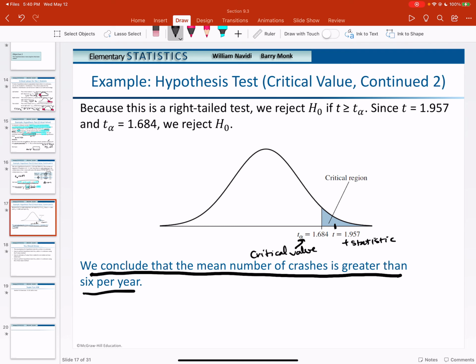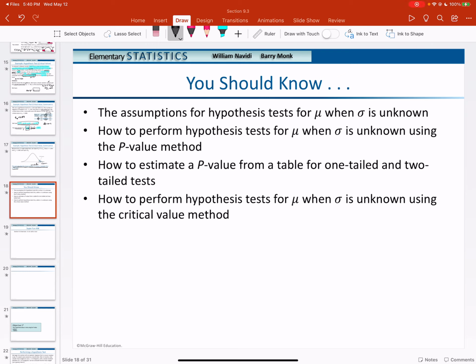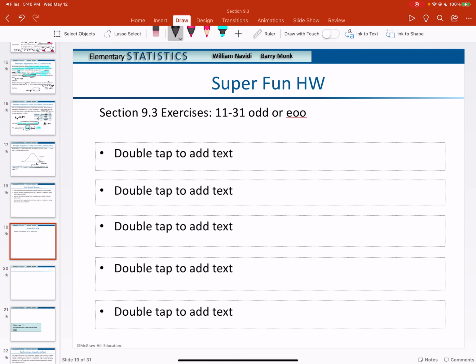Again, you should know the assumptions for a hypothesis test for mu when sigma is not known, how to perform a hypothesis test for mu when sigma is unknown using the p-value method, how to estimate a p-value from a table for one and two tail tests, and how to perform hypothesis tests for mu when the population standard deviation is unknown using the critical value method. And that's it for 9.3.